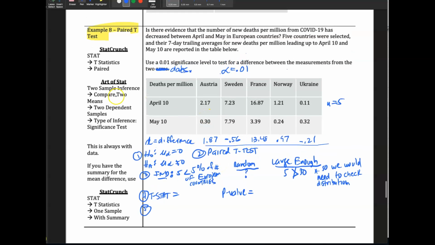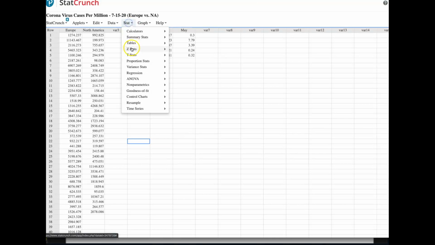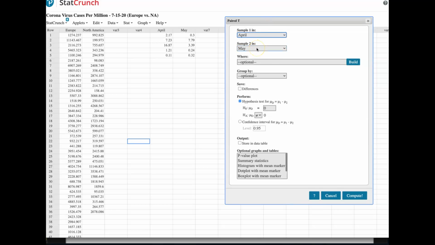For a t-test, for sure in StatCrunch, you need to enter the data in. We have these two groups, April and May. It looks like this: here's your April and May, and then you have your data here. You put it in, and StatCrunch is going to measure these differences. It will find out if there is a difference between individual countries. That would be Stat, T Stat, Paired. To run a paired t-test, you do need to enter the data.